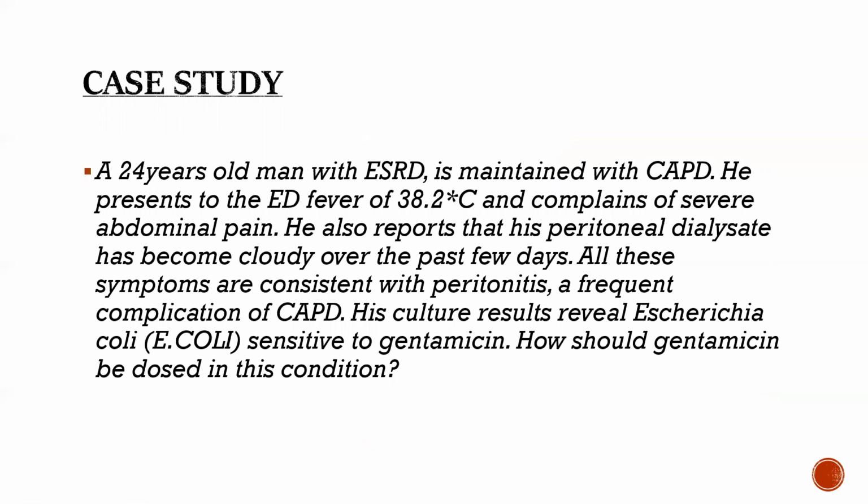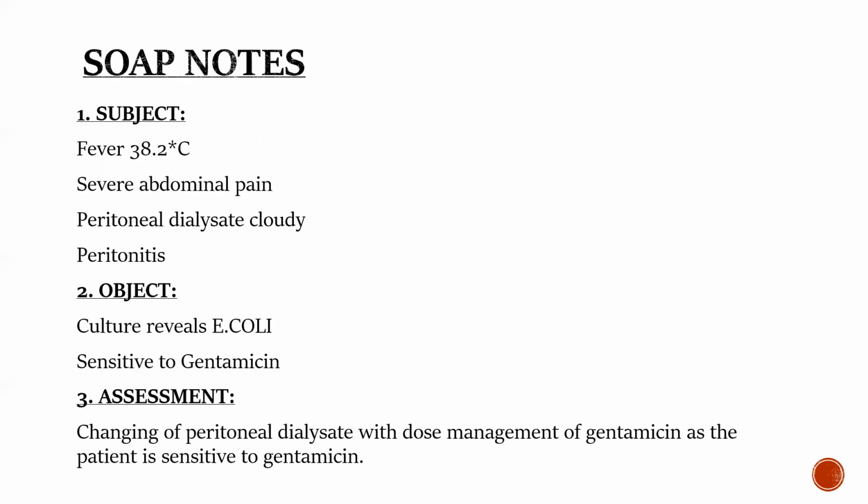Case study. A 24-year-old man with ESRD is maintained with CAPD. He presents to the ED with fever of 38.2 degrees Celsius and complains of severe abdominal pain. He also reports that his peritoneal dialysate has become cloudy over the past few days. All these symptoms are consistent with peritonitis, a frequent complication of CAPD. His culture reveals E. coli sensitive to gentamicin. How should gentamicin be dosed in this condition?